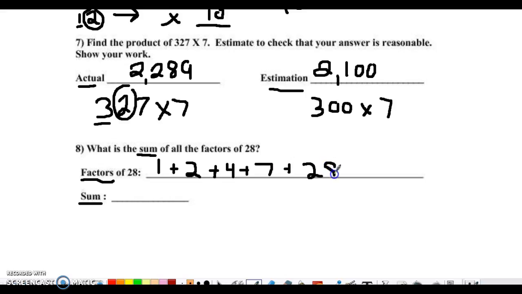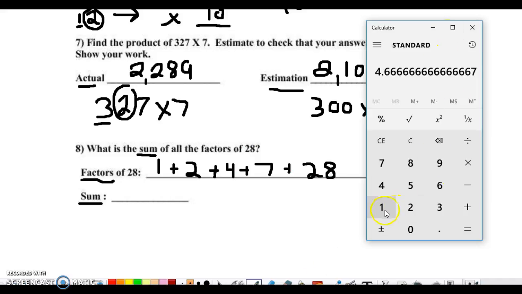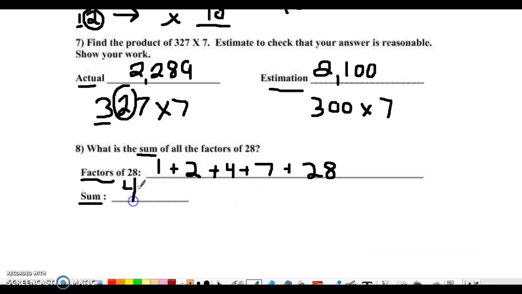The reason I separate them with addition signs is because remember we're looking for the sum of the factors, which again, take your calculator out and add them together to find the sum. 1 plus 2 plus 4 plus 7 plus 14 plus 28 is the sum of all the factors of 28, which is 42. And that is how you complete the front page of our review for this test.